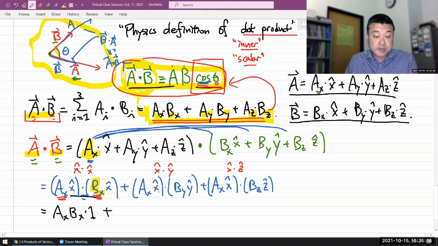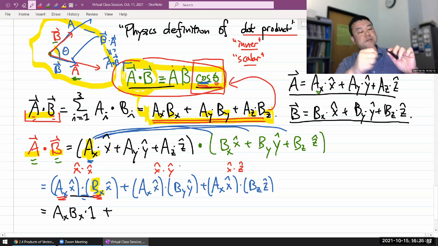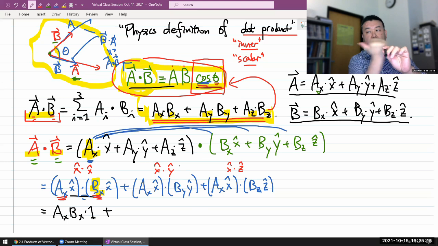Now it gets interesting with x hat and y hat. If your x-axis is coming towards you, then your y-axis might be going to your side.